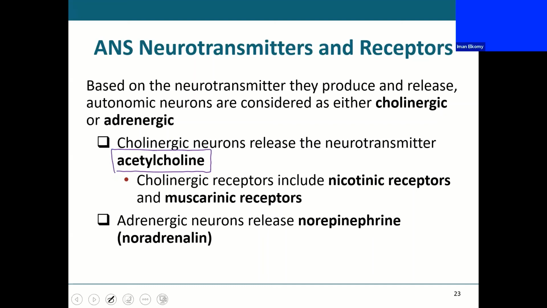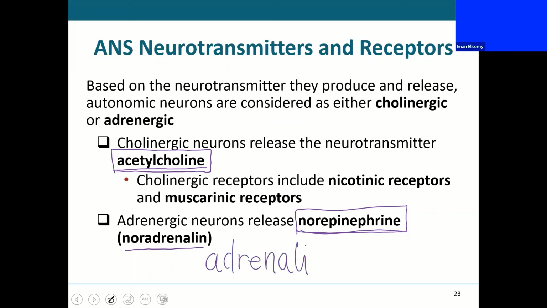For somatic, yes. But now we're talking autonomic. So we have acetylcholine as a neurotransmitter. We also have norepinephrine as a transmitter. You will see norepinephrine referred to as noradrenaline. Does that sound familiar? Because noradrenaline is sometimes adrenaline. Have you ever heard of that word? Okay. Yes, same. So we have acetylcholine and we have norepinephrine.